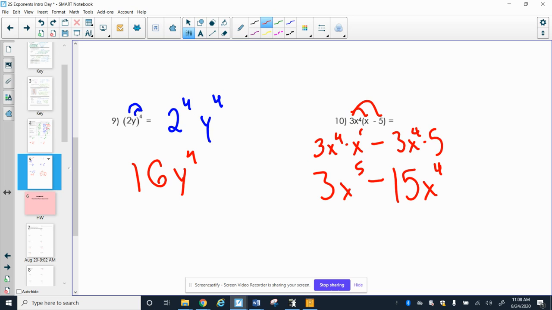Okay. These are just kind of some simpler laws of exponents problems that we're going to build off of as our starting point. Okay, so we'll kind of build from here and get into some tougher ones.